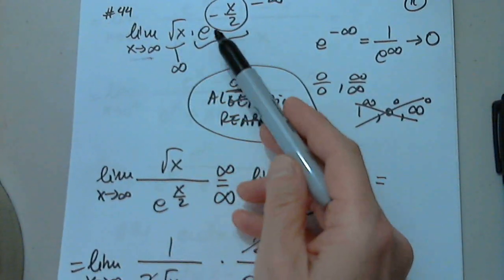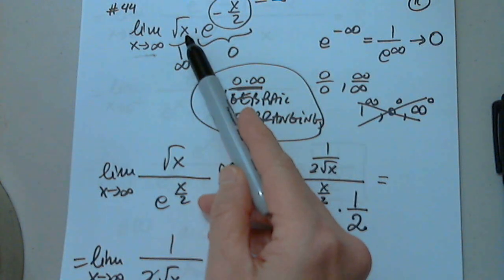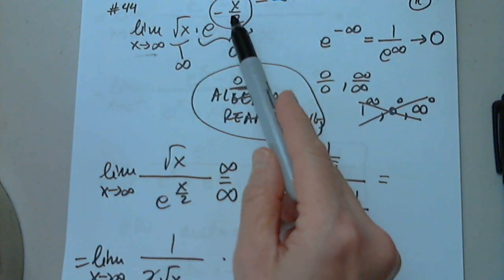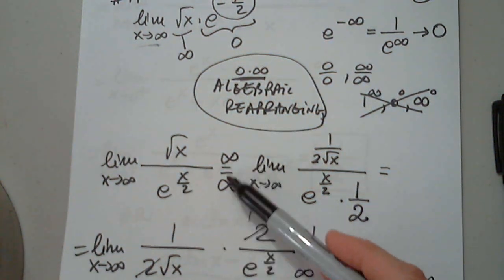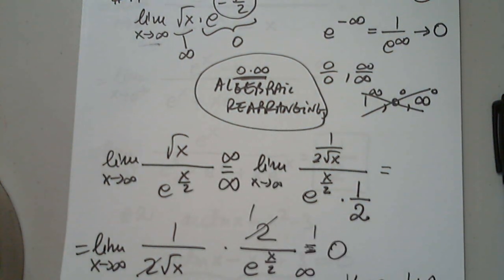Because just a little manipulation, I will not move this because this has power positive, but this has power negative. So you can move it to the denominator. And now you have infinity over infinity, and from here you can use L'Hopital's rule.